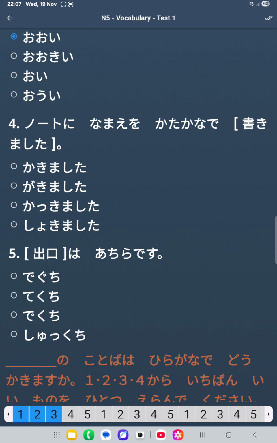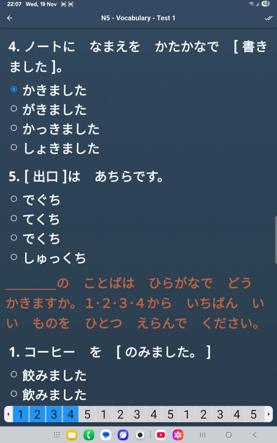So written, write. Okay, so write is called as kakimasu. So kakimashita. Noto ni namae o katakana de kakimashita. I wrote my name in the notebook in katakana.